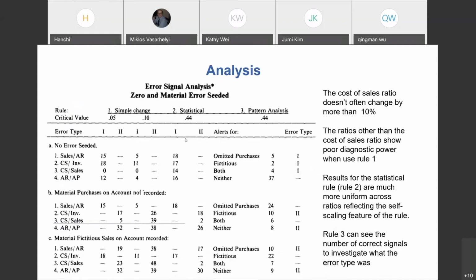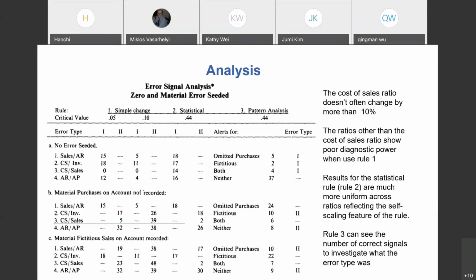Here is a test result of this study. First, we can pay attention to the cost of sales ratio here. We can see that the cost of sales ratio doesn't often change by more than 10%. You can see that when the symbol changes to 0.05, it's only 5, and when it's 0.1, it rises to 39.